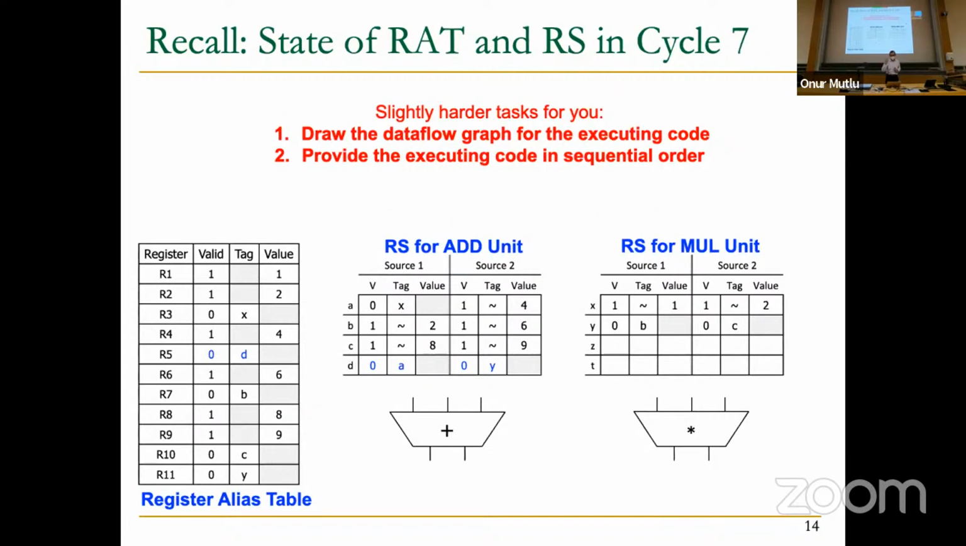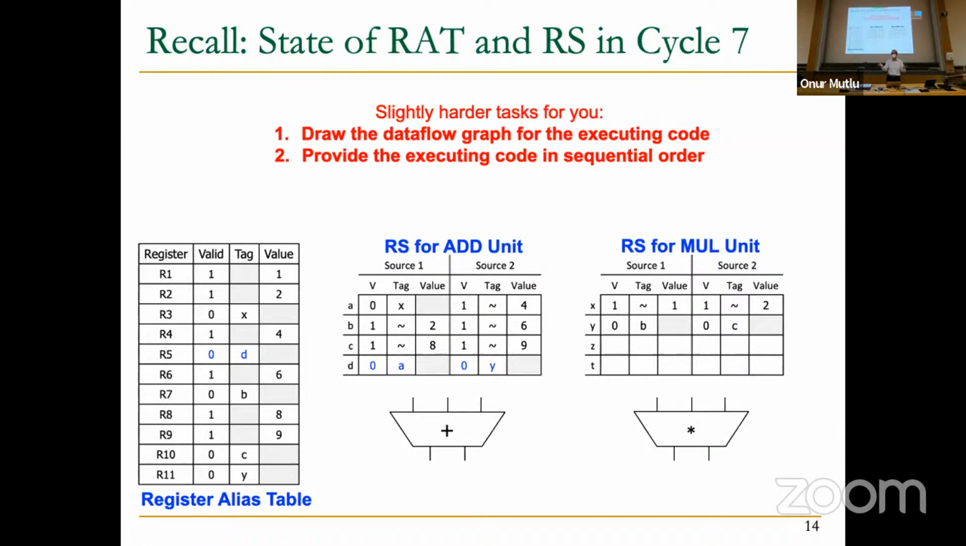Okay, so this is just to jog your memory. I gave you this picture. This picture basically shows the state of the machine in cycle 7. By looking at this picture, you can draw the dataflow graph for the executing code. And with some additional information, you can provide the executing code in sequential order as well. So basically, you can reverse engineer the dataflow graph as well as the sequential instruction stream.